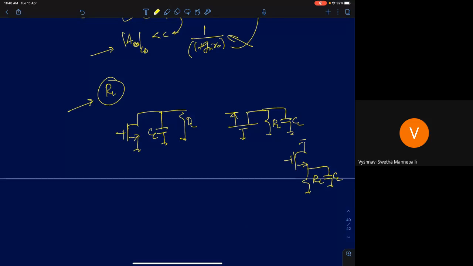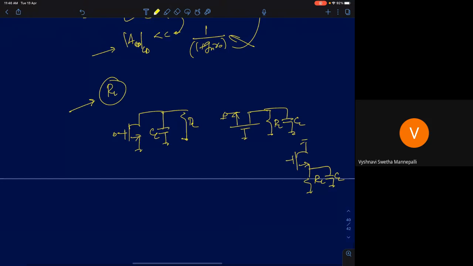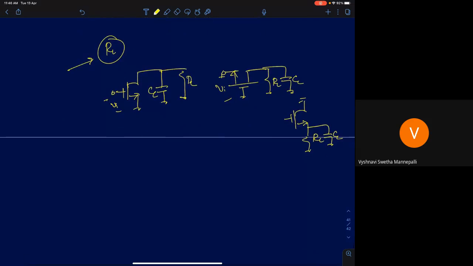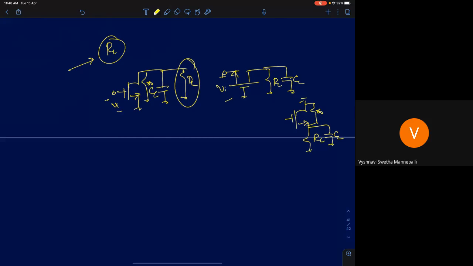So if I have these three amplifiers, what do you think will be changed? What will be the change? Can I simply say that in all three amplifiers, RL will always come in parallel with R0? So here there is R0, and RL and R0 will come in parallel. Even here, when I'm finding output resistance, I can approximately say that RL will come in parallel with R0.